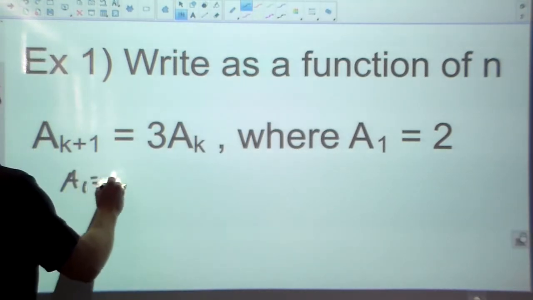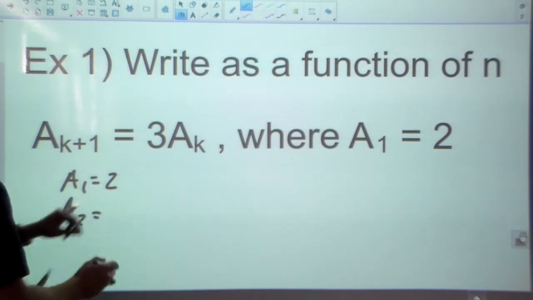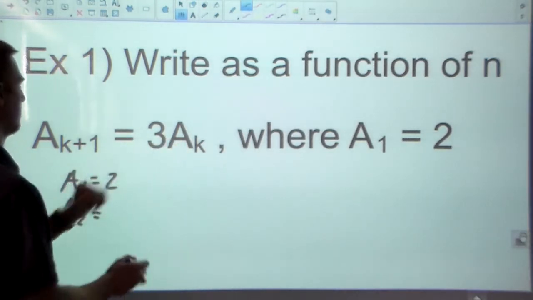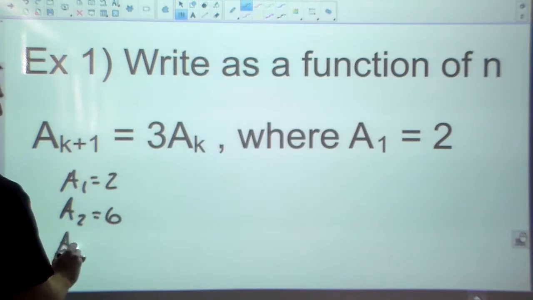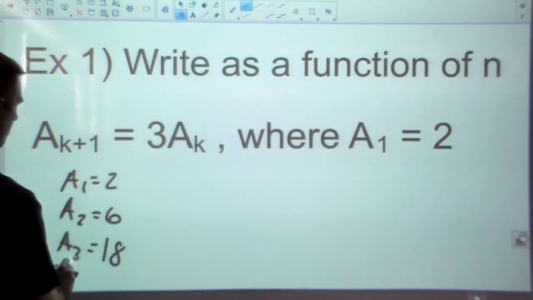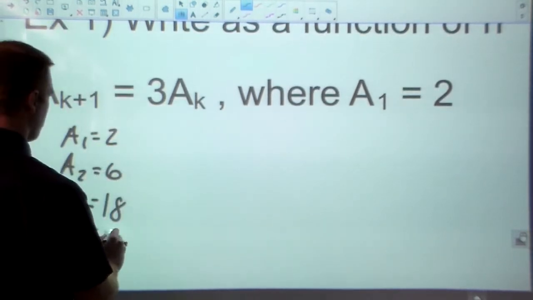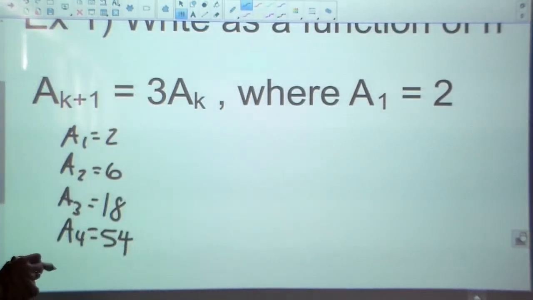So let's start by writing some terms out. A1 is going to be 2. The second term, you'll plug 2 in here, so 3 times that is 6. Third term, you'll plug in 6, so 3 times 6 is 18. Fourth term, you'll plug in 18. 3 times 18 is 54. And hopefully that's enough to kind of get you started to see a pattern.